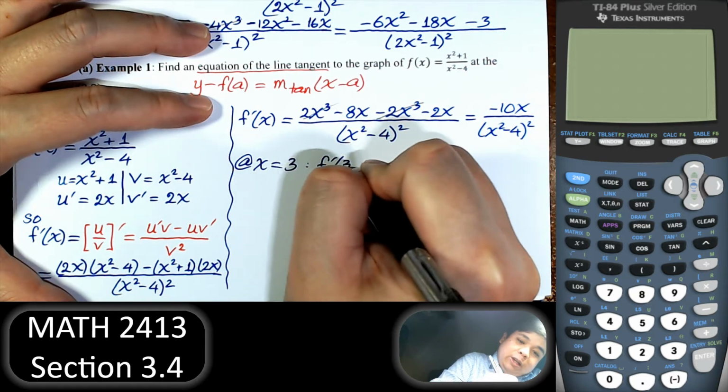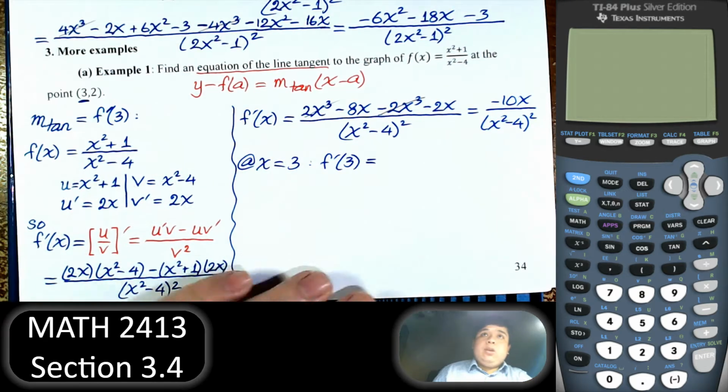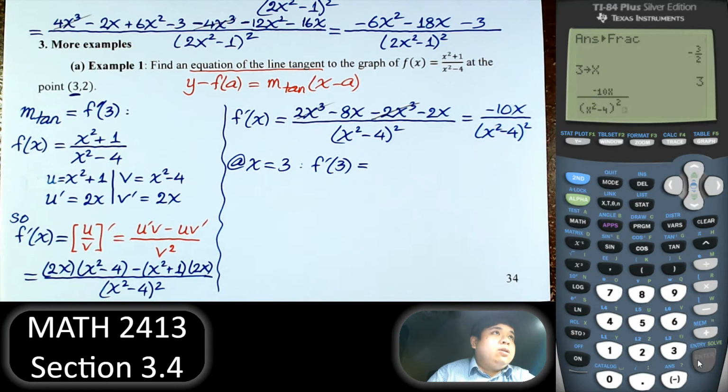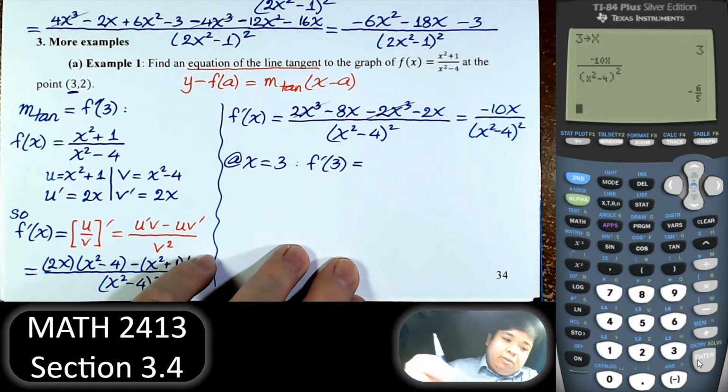So the derivative at 3: we just store 3 into x, right? And then we just enter the function. Negative 10x divided by x squared minus 4, squared. Negative 6 over 5.